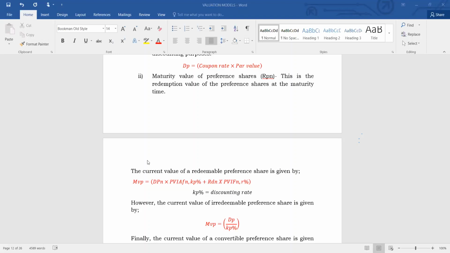So that dividend is an annuity cash flow multiplied by the annuity factor at KP%, plus the maturity value, the redemption value, RD, but I think I should have used RP for preference shares. RD is what we used when we were valuing redeemable debentures. Let me use RP, the maturity value of the shares, times the present value factor at KP%. I'm using KP as the discounting rate, let's be consistent.